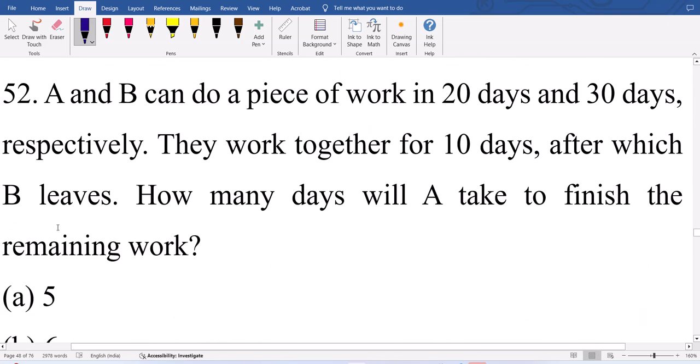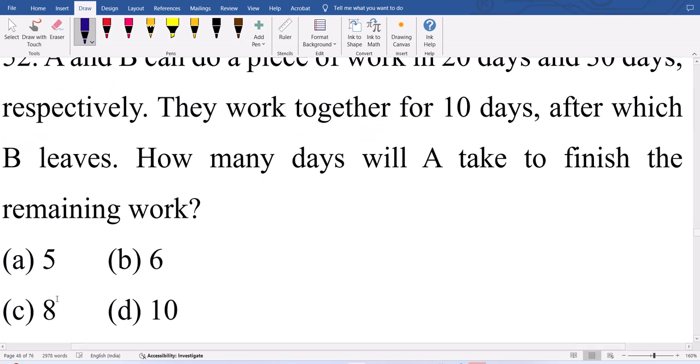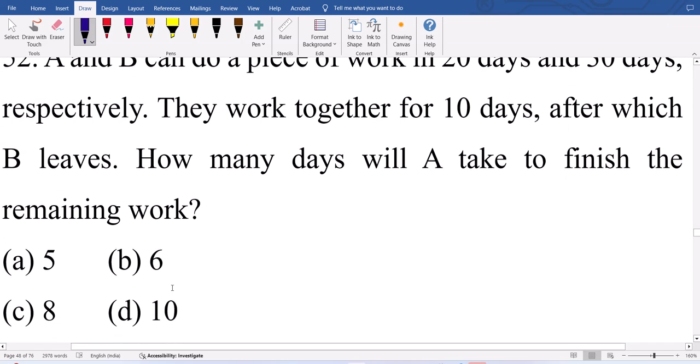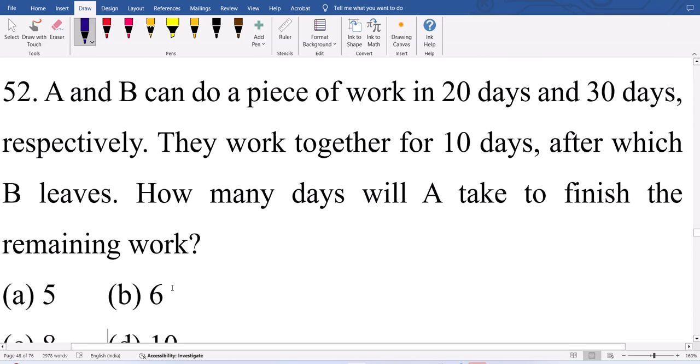Now, good question. Together they worked for 10 days. Now A alone can complete the remaining work in how much time? A can complete the work in 20 days, B can complete the work in 30 days. They worked together for 10 days. What is the time taken by A alone to finish the work?